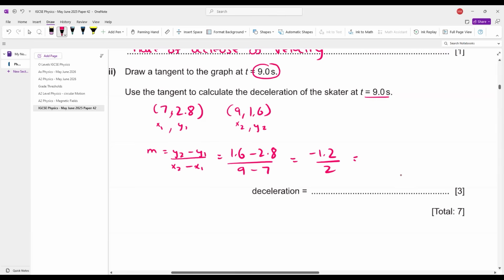What does your deceleration come out to be? 1.2 divided by 2. This comes out to be negative 0.6 m/s². So your deceleration answer comes out to be 0.6 m/s².